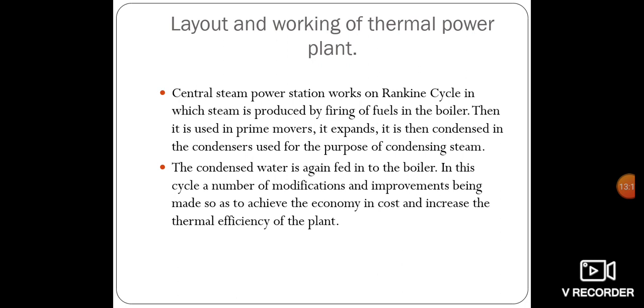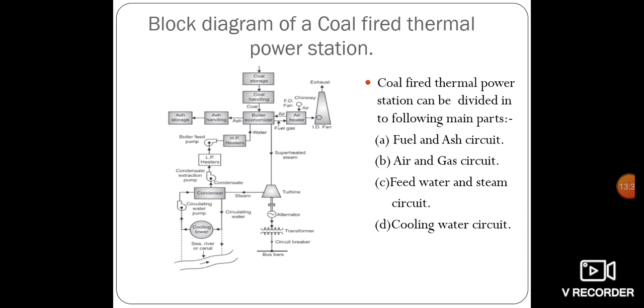Because of that, steam is generated, and that steam is directed towards the steam turbine, and the turbine rotates, and the alternator coupled with the turbine through a shaft also rotates, and electricity is generated. So we'll go into detail about the block diagram of a coal-fired thermal power station.